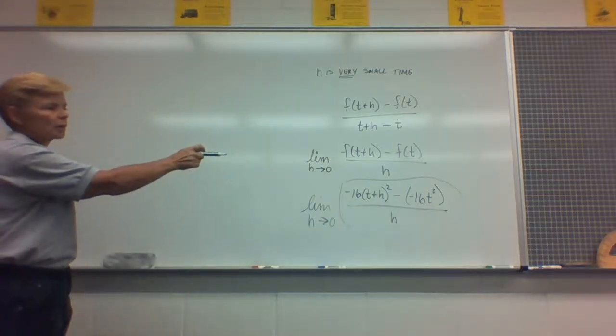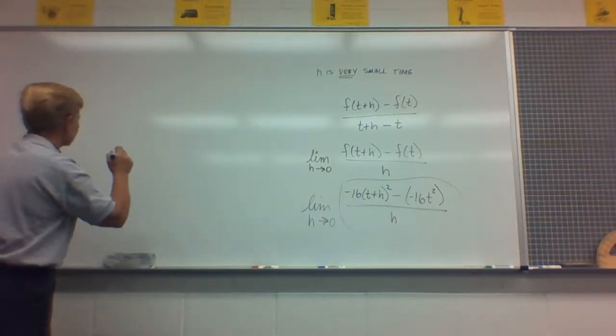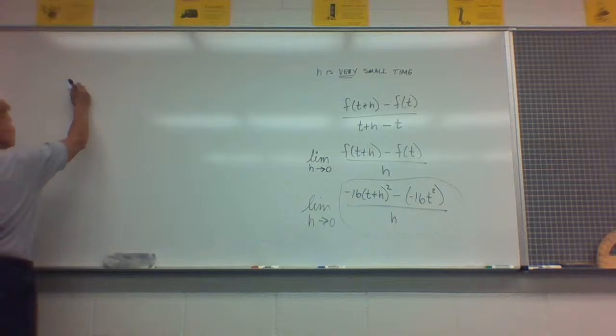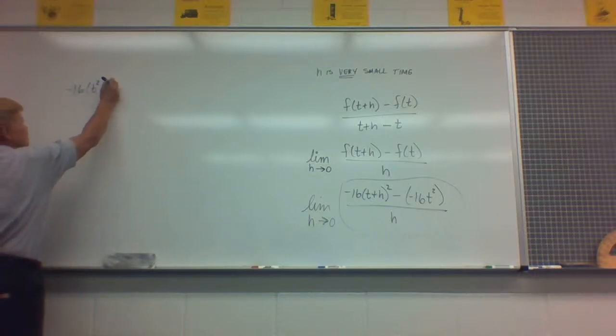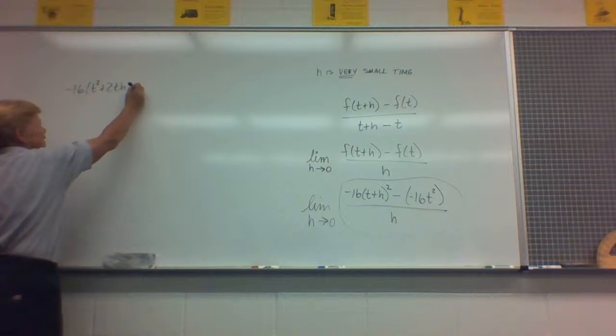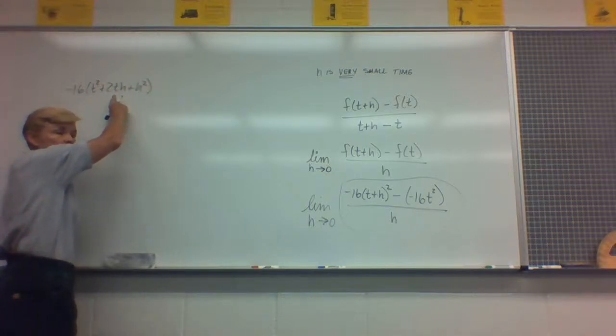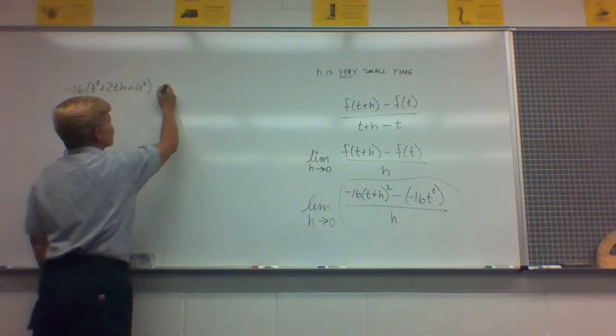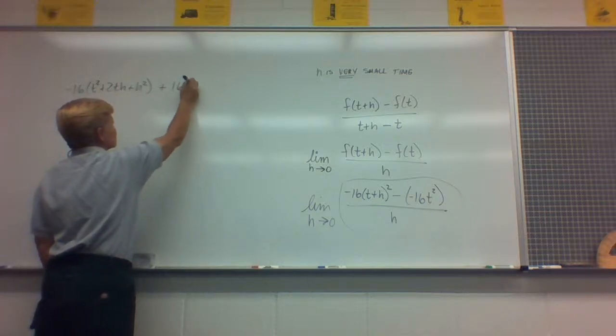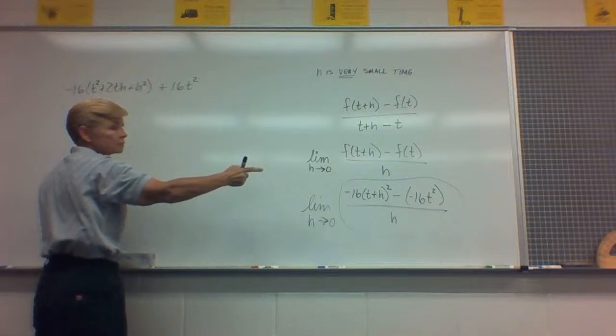So we're going to do the algebra on this. Stay with me. It's going to be negative 16, and then we're going to square that binomial, which is t squared plus 2th plus h squared. Remember foiling a binomial? Everybody clear on how I got this? Minus, or actually plus, 16t squared. You see why it's plus?